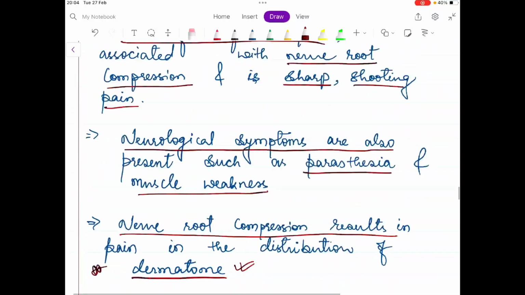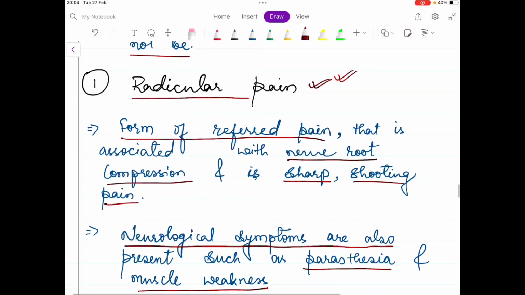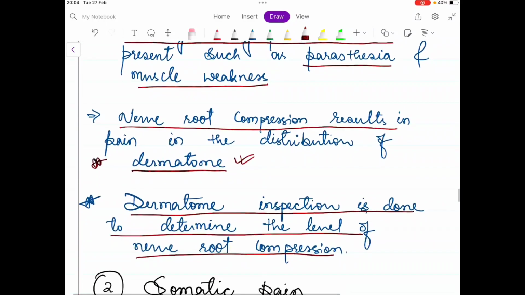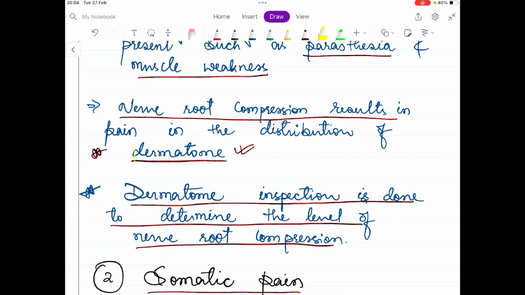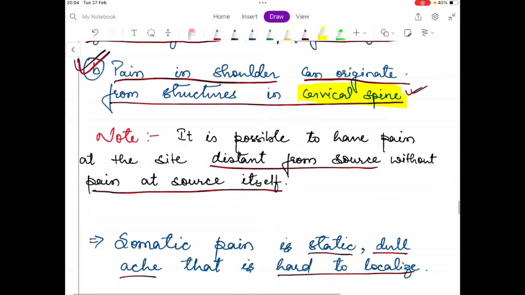But when we talked about radicular pain, since it is a form of referred pain where there is nerve root compression, and since the dermatome was getting affected in that, this is why there was a proper distribution of the pain.